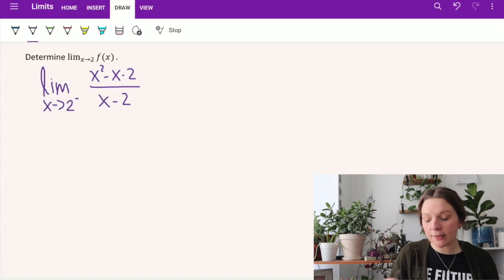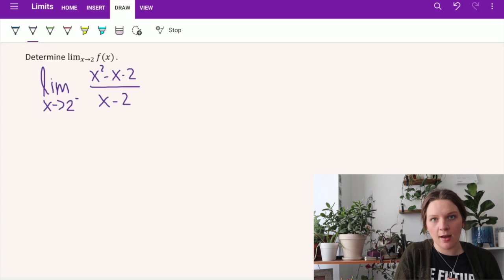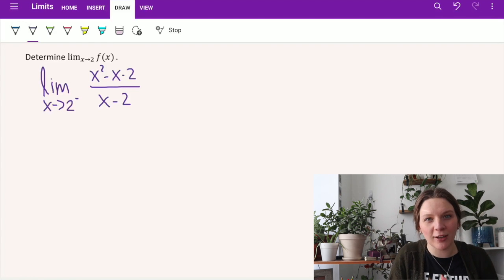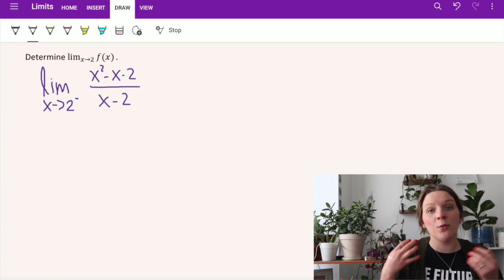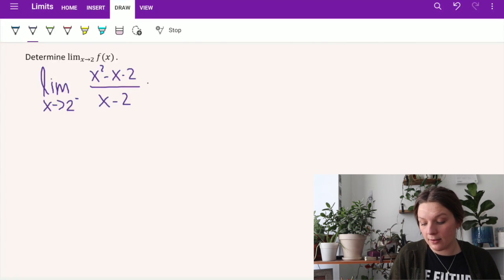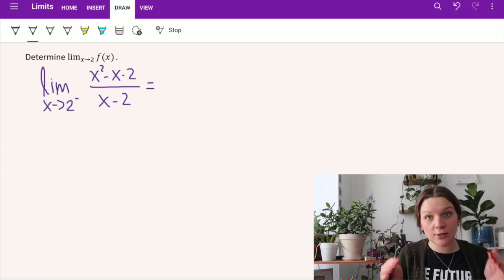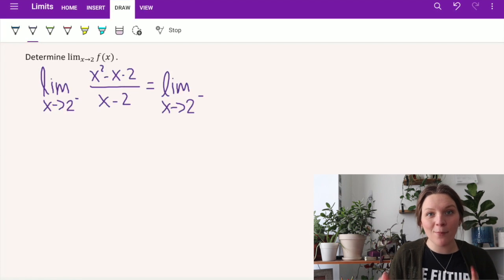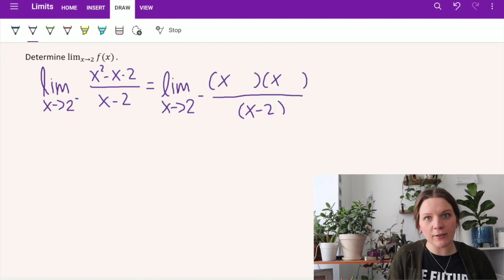So as x goes to 2 from the left, we know we can't apply that theorem we just used because 2 is not in the domain. So instead, I'm going to try and simplify my expression. So this is a trick that we'll use again and again when we're evaluating limits. So notice that the numerator of my rational function can be factored. I'm looking for two numbers that when I multiply them together, I get minus 2, and when I add them, I get minus 1. So what would those values be?